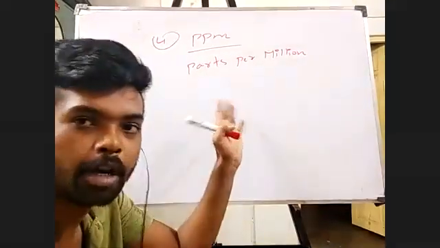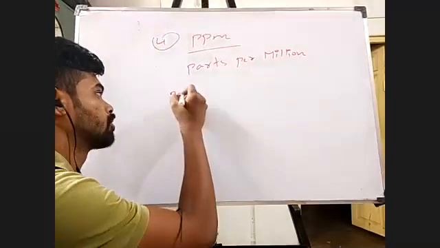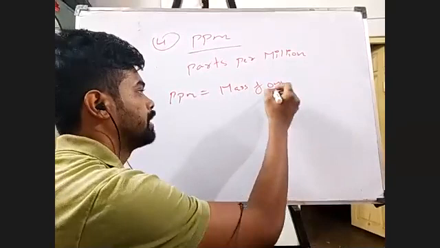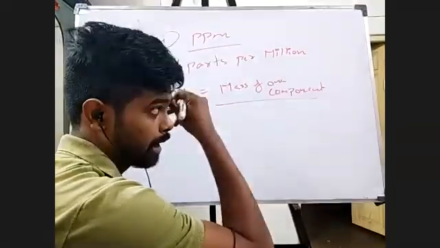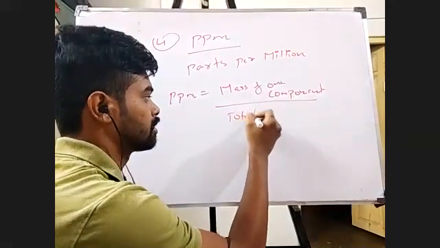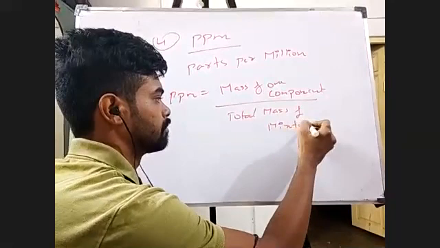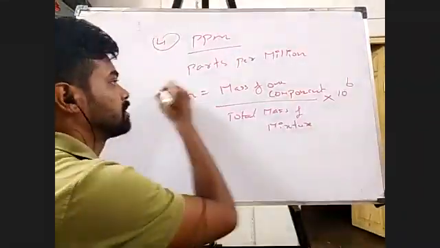So again, the formula I'll be able to easily guess, isn't it? So ppm's formula goes like this. It is mass of one component in a mixture divided by total mass of the mixture into, not 100 now, it is going to be 10 to the power 6.